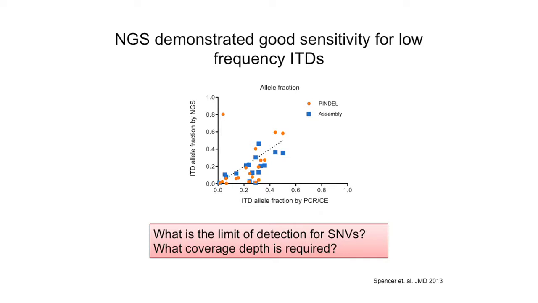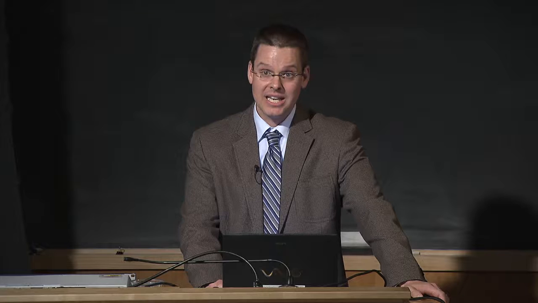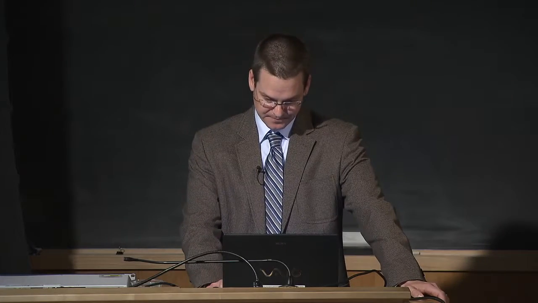We also compared the allele fraction from PCR and capillary electrophoresis to an estimate of the allele burden from next-gen sequencing, which is somewhat tricky. And as you can see from this slide, the correlation isn't great. But it is remarkable to note that NGS detected even very low-frequency ITDs, in fact, down to about 1% abundance as judged by capillary electrophoresis. So this approach seemed to be fairly sensitive, with a good limit of detection.